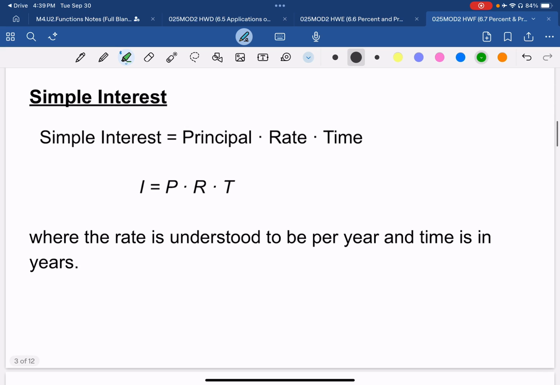Simple interest is found by taking the principal times the rate times the time. So I equals PRT. In this formula, the rate is understood to be per year, and the time is in years. So if either one of those is not in years, we would need to convert them before we plug them into the formula.